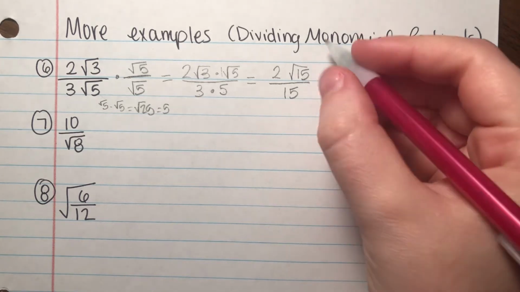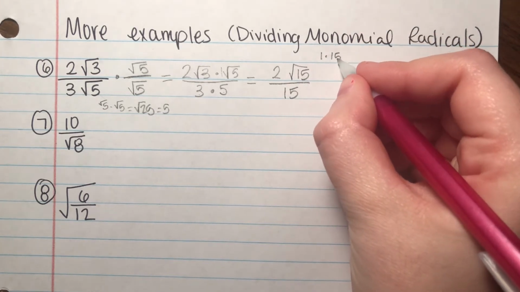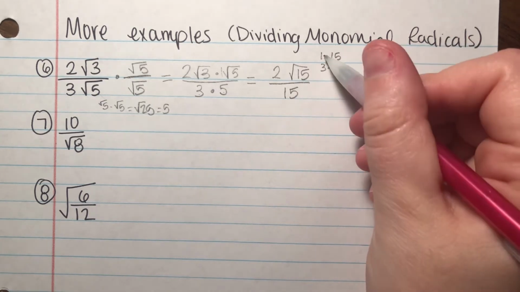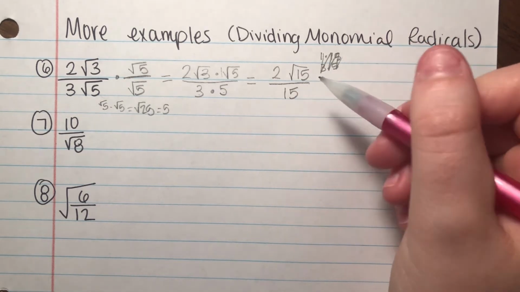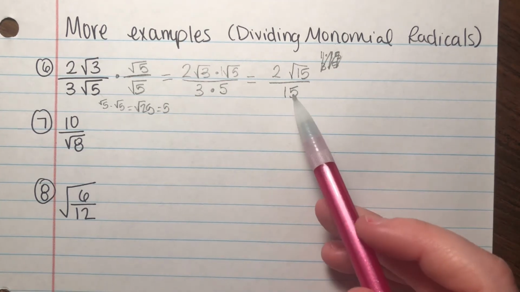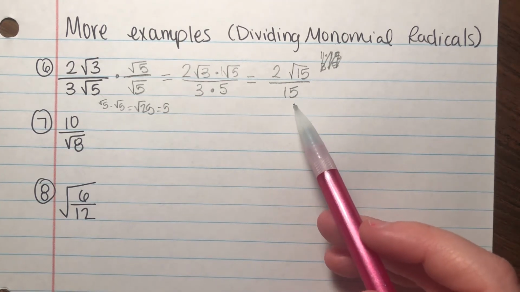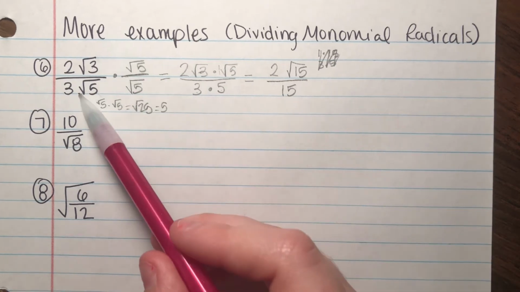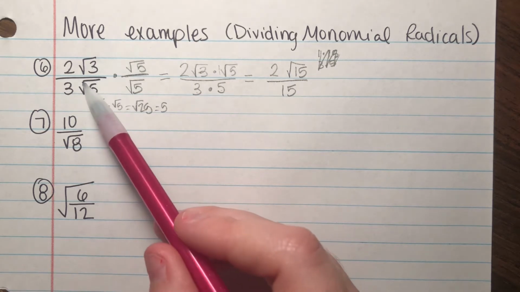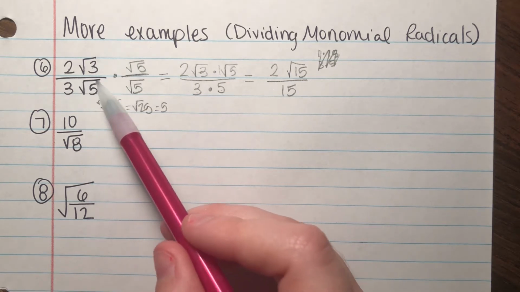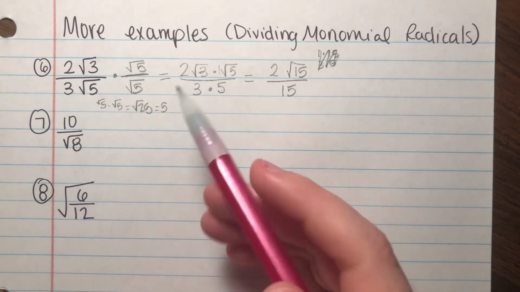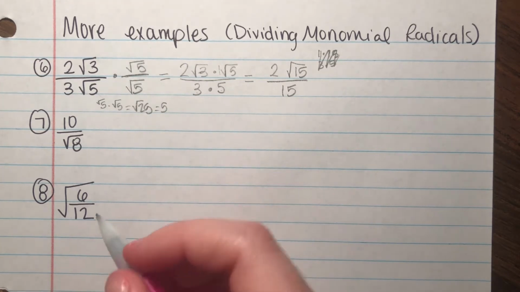All right, and I look at 15. I have 1 times 15, and I have 3 times 5. None of those are perfect squares, so I don't have to simplify that any further. So that would be my final answer here. All right, so just to recap, I don't have to get rid of the whole denominator here, just the radical. So I'm multiplying by the radical over the radical to rationalize the denominator.